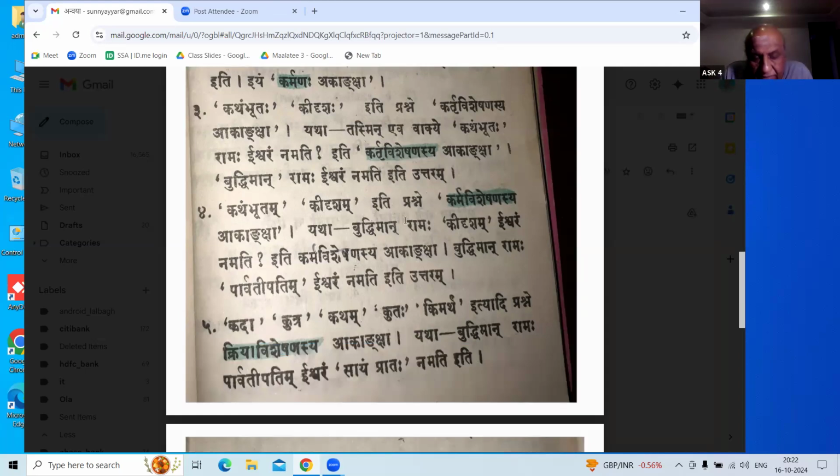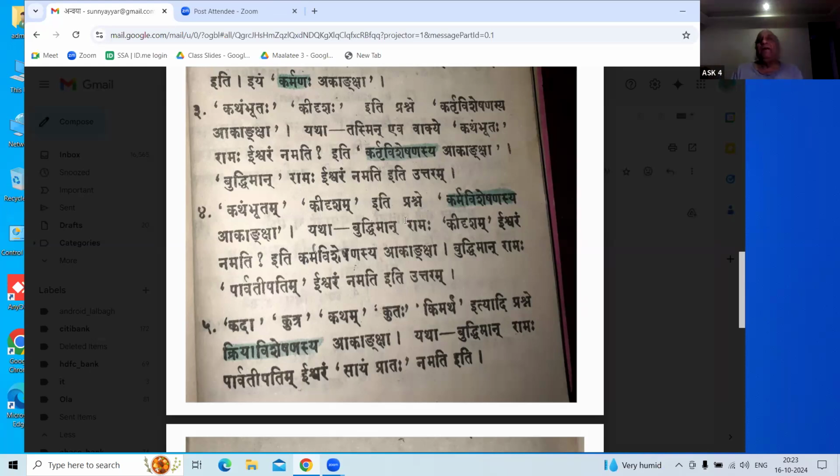When we use katam bhutam, kidrisham, etc., those interrogatives are used to find out the characteristics or the attributes or the qualities of the object. That is called karma visheshanasya akanksha. Once again, yatha buddhiman Ramah kidrisham ishvaram namati iti karma visheshanasya akanksha. Buddhiman Ramah Parvati patim ishvaram namati iti uttaram.